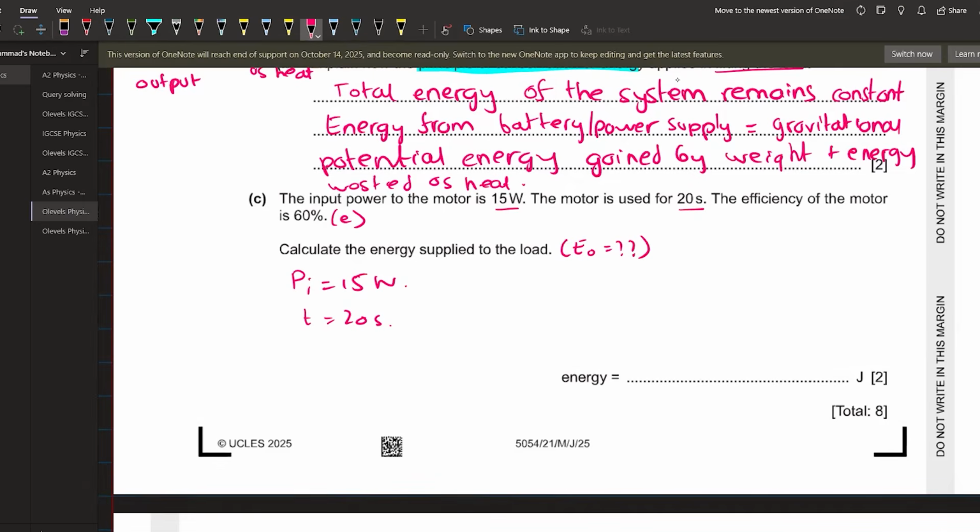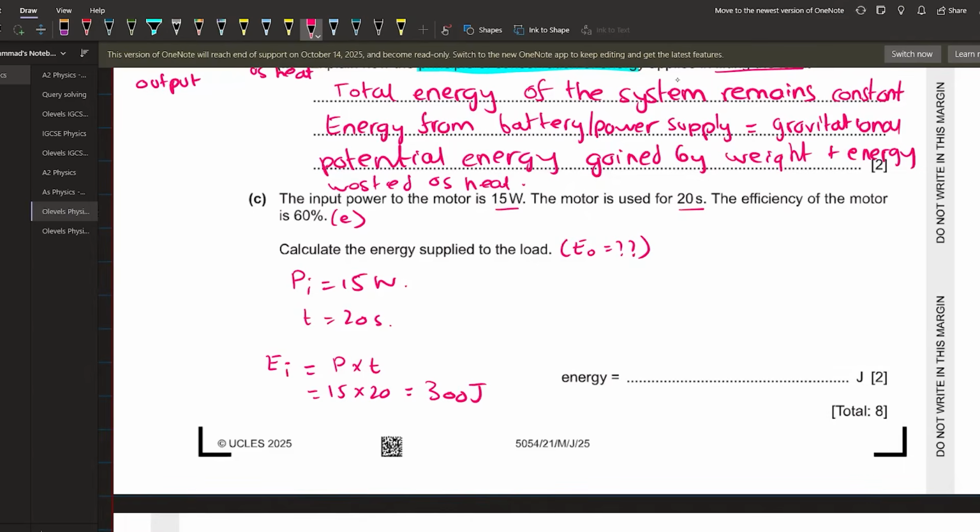Easy peasy. First of all, find the energy input. Yes. We remember that energy is equals to what? Energy is equals to power into time. Power given input, yes, 15. Time given, yes, 20. This comes out to be 300 joules. Your energy input is coming out to be what?